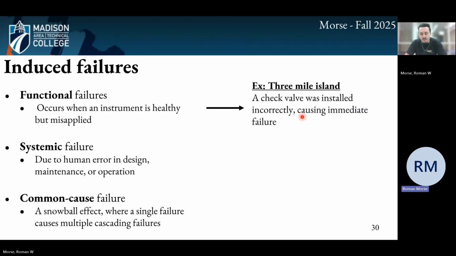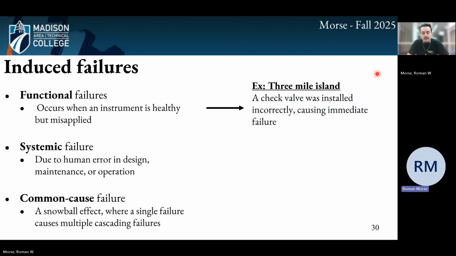well, we'll talk about the big three right now, but they are tiny in comparison to accidents at other power plants. So nuclear power is very, very, very safe. Statistically, it's the safest way to generate power, and really, it's the only way we're going to be able to power the Earth over the next 100 to 1,000 years. Okay, so a functional failure again occurs when an instrument is healthy but misapplied or installed incorrectly. At Three Mile Island, the worst nuclear accident in the United States, which wasn't an accident, nobody was harmed.